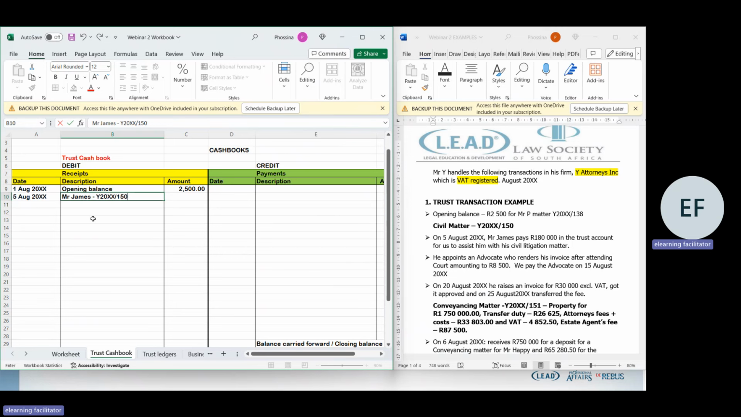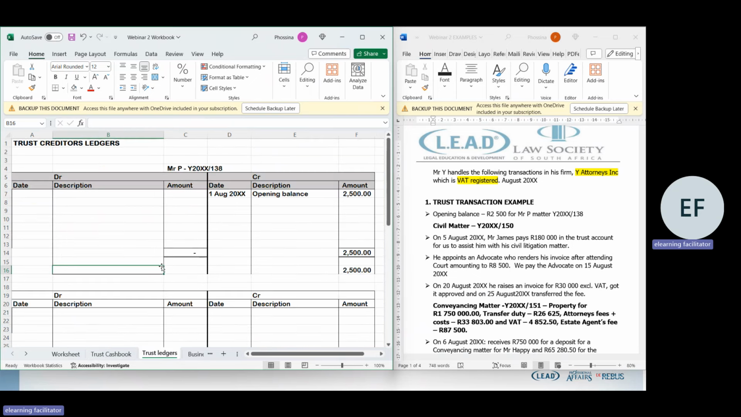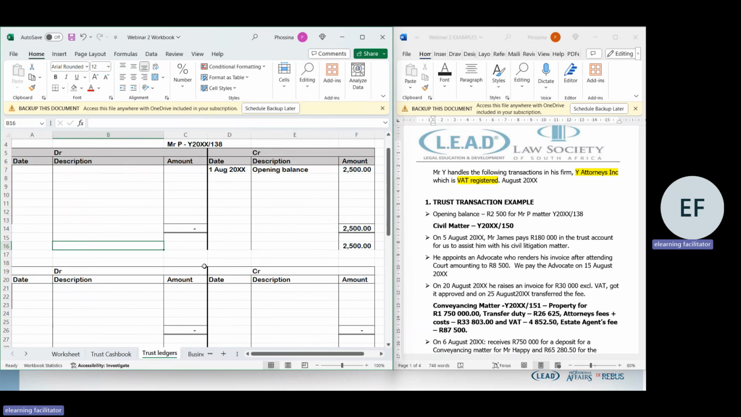So in this case, when we record like this, we know that there's a ledger that we are going to open for Mr. James. And how much is the practice receiving? 80,000, just like that. So you record the amount, and to complete the double entry, you will come to your ledgers. So now this is a new client we are going to open for Mr. James. He is our trust creditor, and it's Y20XX stroke 150. So this is his matter.